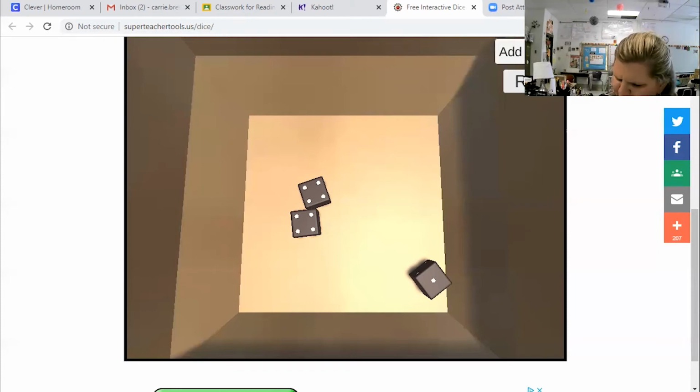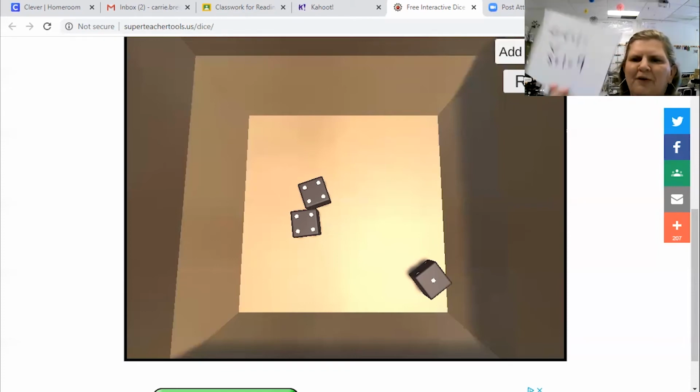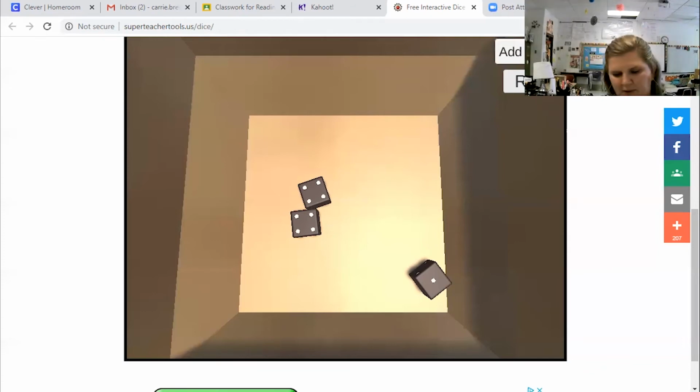So boys and girls, why do you think we couldn't have used our fast 10 strategy? You're exactly right, because was our answer even 10? No, we don't even have a 10 here, do we, at all? No, so we couldn't use our fast 10 strategy at all. That would have been a strategy that would not have worked here. Okay, now I'm going to roll again.